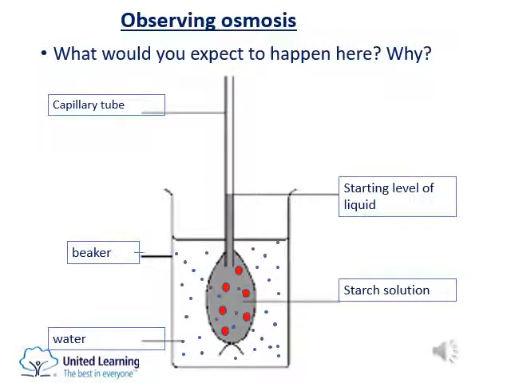So this is an experiment similar to the one that we looked at earlier. I want you to think about what you would expect to happen here. We've got starch in the middle of the tubing and then we've got water outside. Look at the concentration of water. Where is there a higher concentration of water? Is it inside of the tubing or outside of the tubing? We already know that starch cannot move out as it is too large to fit through the partially permeable membrane. So what's going to move? Pause the video and have a think.